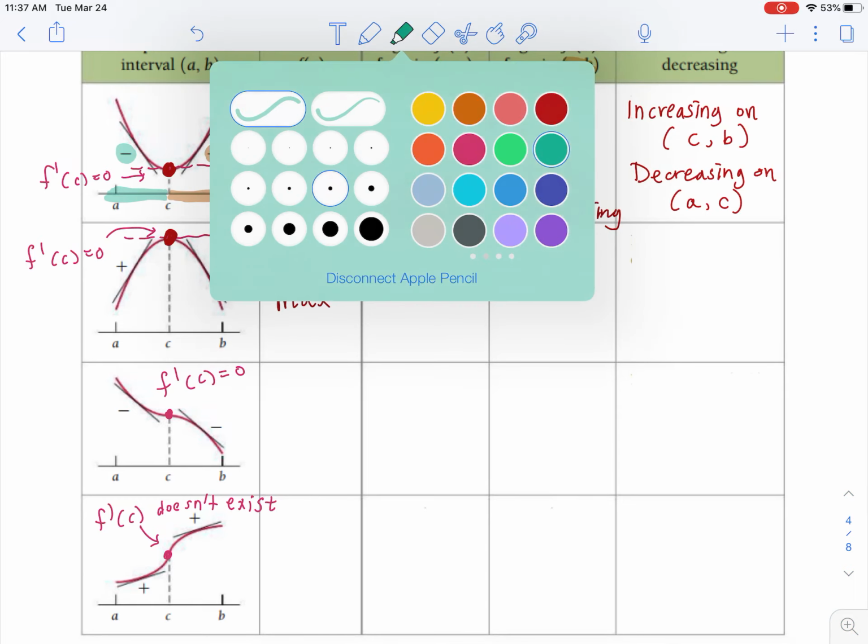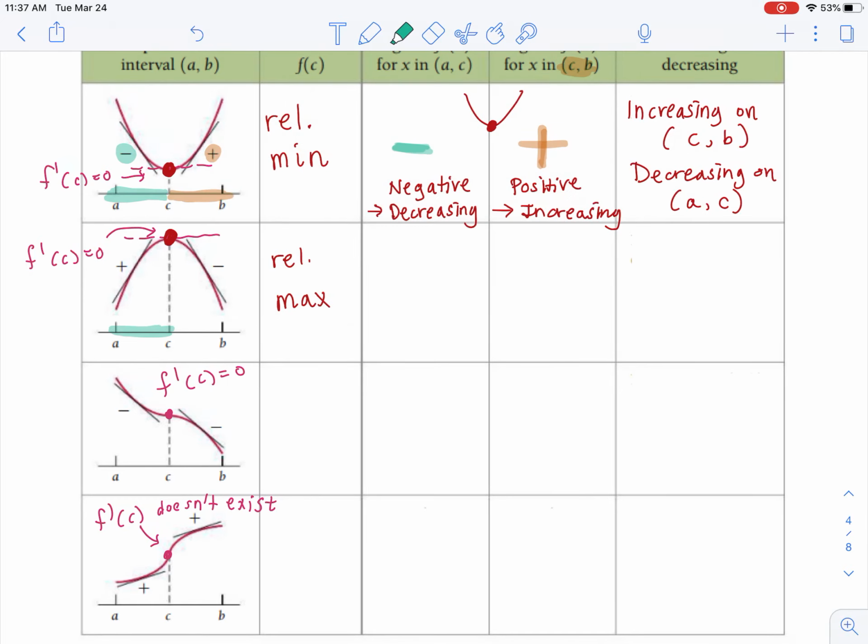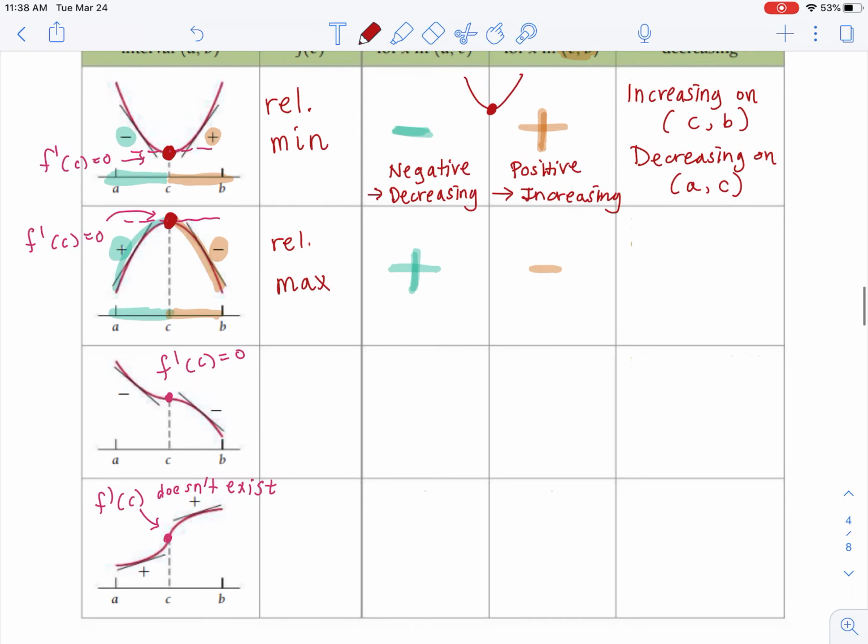So if you take a look at the signs here, to the left of C, notice that this function is going up. So the sign of the derivative will be positive. Now let's look at the function to the right. It's decreasing, right? It's going down. Therefore, the derivative will have a negative sign. And you see how it changed, right? Positive to negative.